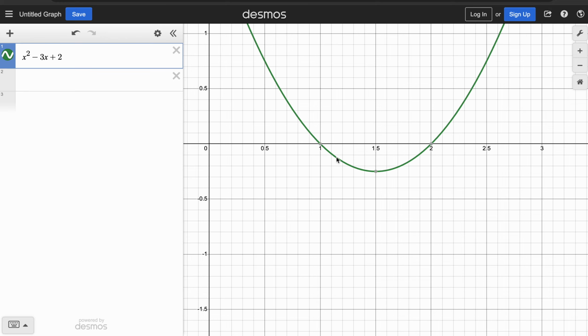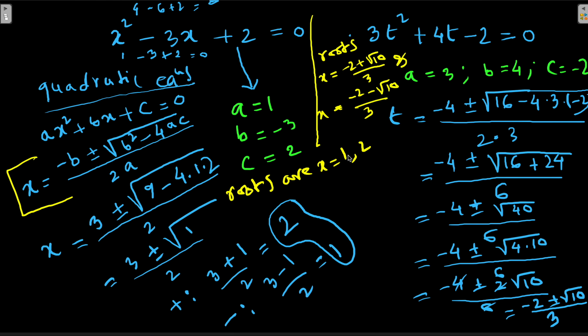You see 2, 0 and 1, 0, which means the x coordinate is 1 here and the x coordinate here is 2, because the point is 2, 0, and that is exactly what we got here by solving. So 2 and 1, so roots are 1 and 2. So basically roots are nothing but the intersection points of the graph with the x-axis. That is the geometrical interpretation of this. That's all.